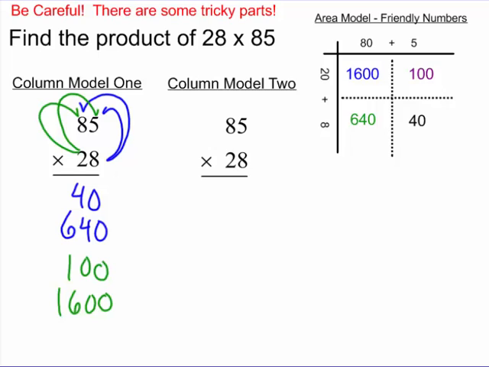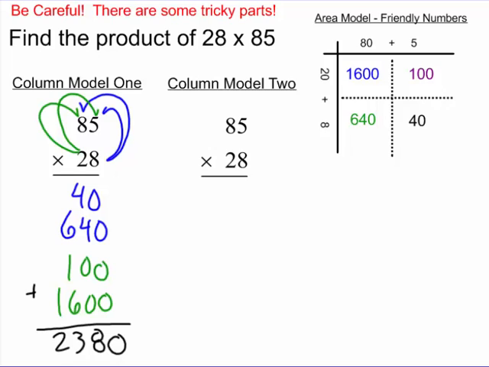So if you take a quick look and you compare the area model to the column model number 1, you'll notice I have the exact same four numbers showing up, and I end up with 1,600, 700, 2,380. Okay, so let's try this tricky model.